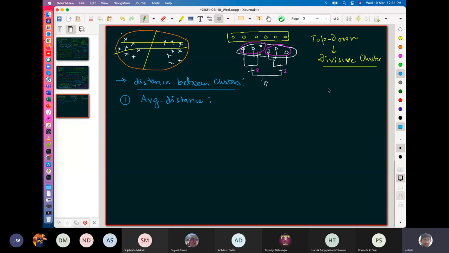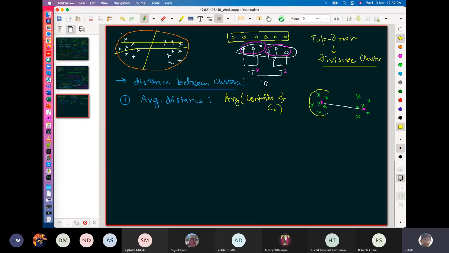So the average distance your friend has already pointed out. Suppose I have two clusters. One is this, and one is this. I will try to find out the centroid of those two clusters, and I will try to find out the distances between the centroids and take an average. So this is just the average of the centroids of cluster Ci.